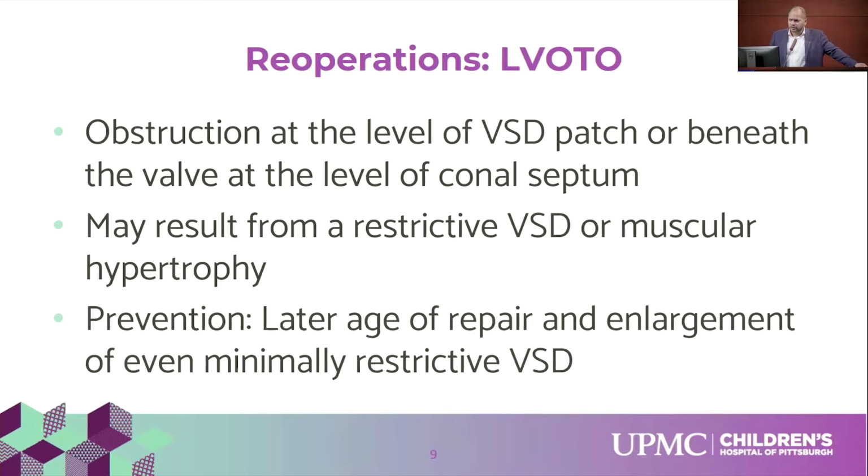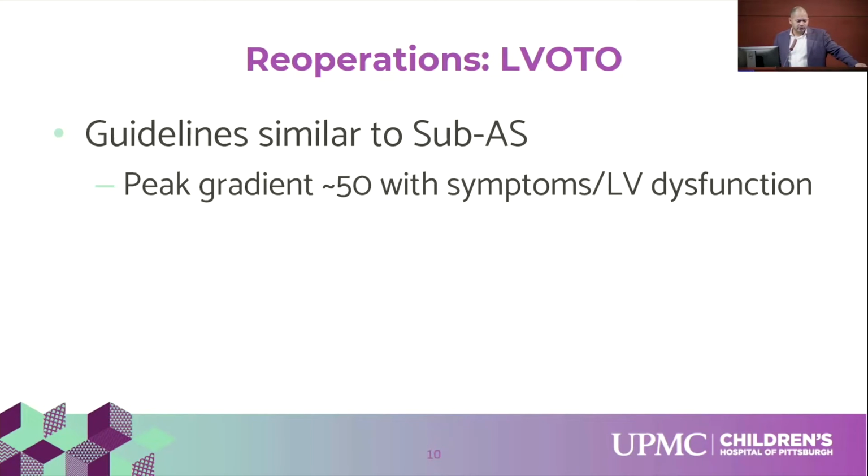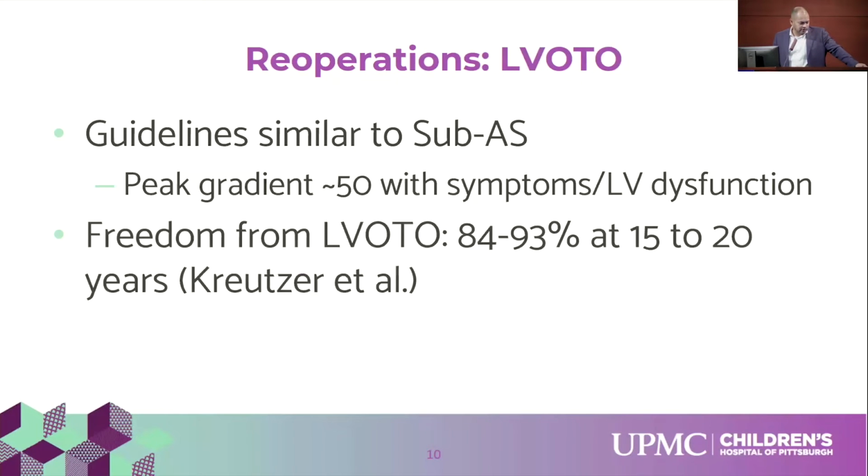And some of the strategies for prevention of this LVOT obstruction quoted in the literature is later age of repair, if possible, and enlargement of even a minimally restrictive VSD, but this is not a perfect strategy, of course. So again, what do the guidelines state about the LVOT obstruction? They refer you back to the sub-AS section of the guidelines, and we know that it is a completely different pathology and anatomy, but this is what we got: a peak gradient of about 50 millimeters with symptoms and LV dysfunction leads to BICU and LVOT reintervention.